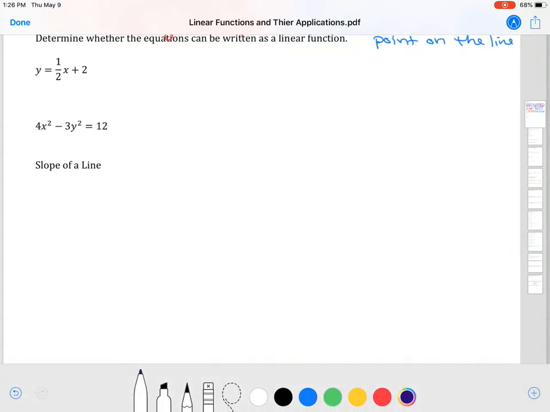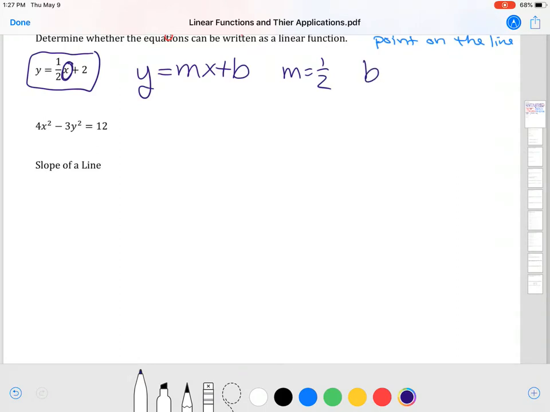Okay, so looking at the first example here, it says determine whether the equation can be written as a linear function. This is definitely a linear function, and this is already actually written in mx plus b form. I know that it's linear because my highest exponent for x is 1. But also I can see that it's in mx plus b form because I can see that m is a half. That's my slope. That's the number that's in front of my x. And my b is 2. So I can identify that it's already in that form. So we would say yes, this is linear.